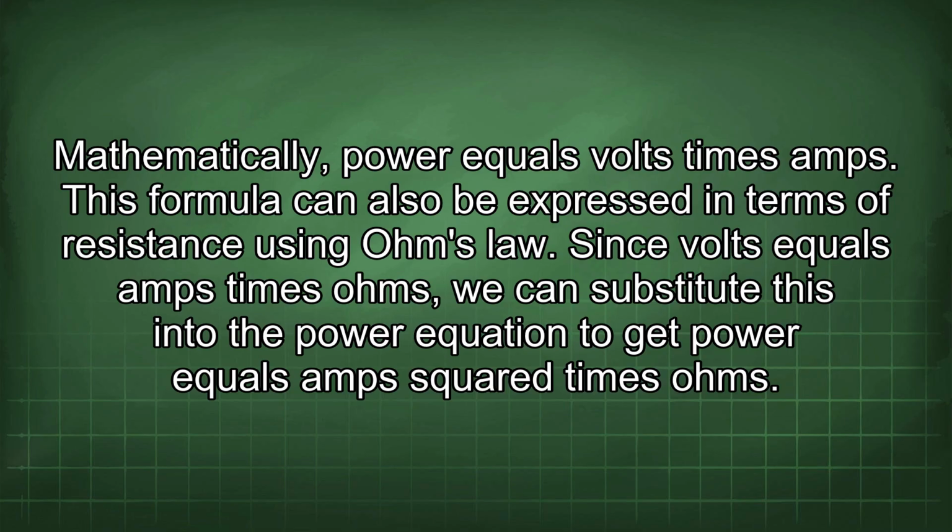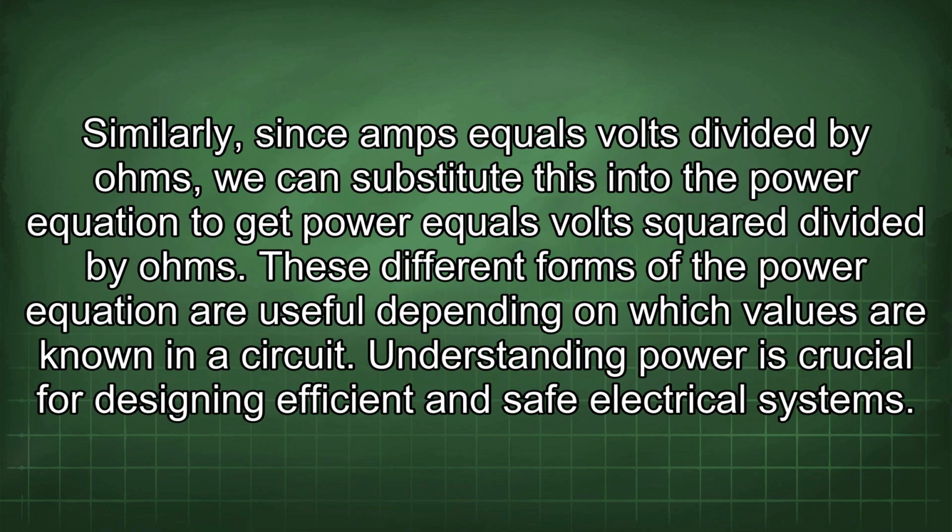This formula can also be expressed in terms of resistance using Ohm's law. Since volts equals amps times ohms, we can substitute this into the power equation to get power equals amps squared times ohms. Similarly, since amps equals volts divided by ohms, we can substitute this into the power equation to get power equals volts squared divided by ohms.